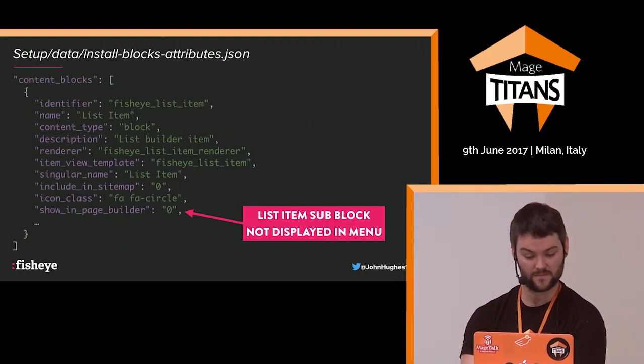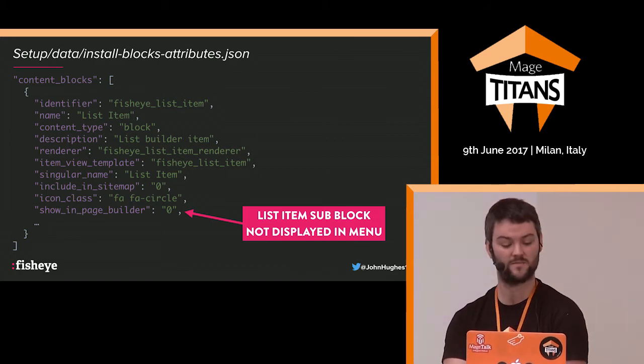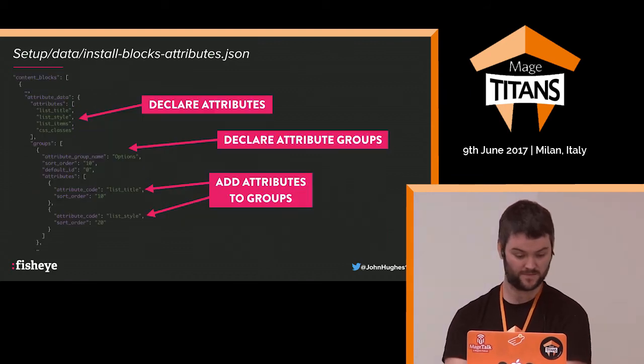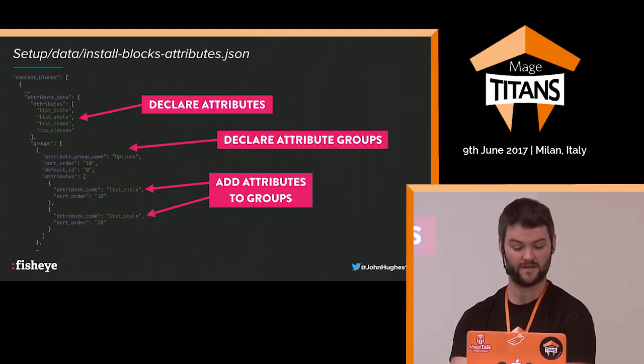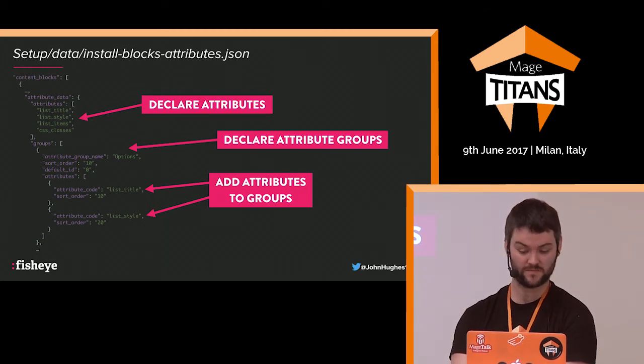This is kind of the same again, but for our list items child block, and the only thing to note here is we're setting show in page builder to 0, so it doesn't appear in the menu. Okay, so after we've set up the initial data, we need to declare which attributes, attribute groups, and the order of the attributes within each group for our page builder block, and this is just done by this simple mapping.